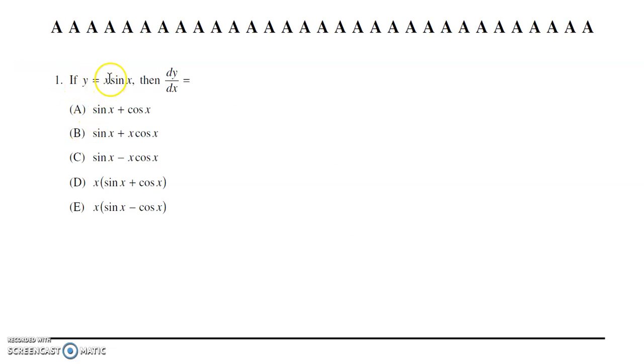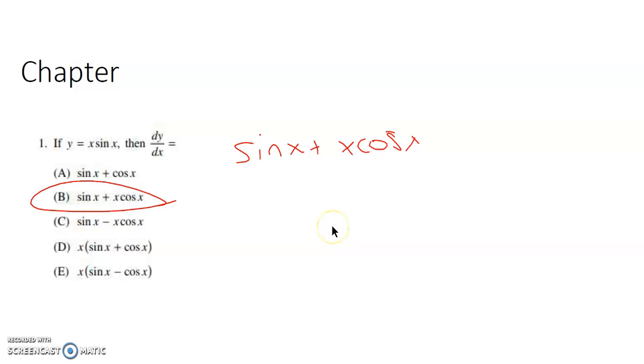First one, they give me y equals x sine x and ask me for dy/dx. So you're just going to make sure you can use product rule correctly here. So go ahead, hit pause and figure out which one your answer is. Okay, here it comes. I got B.